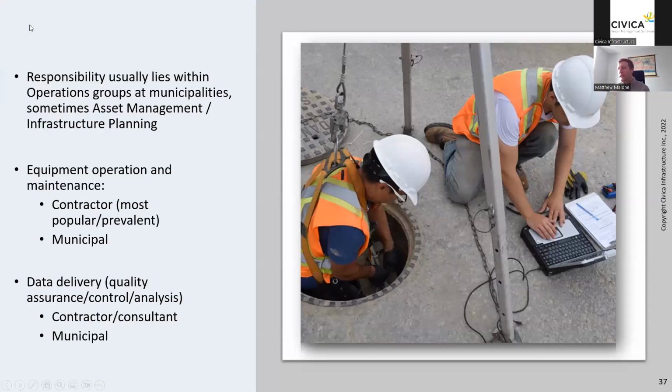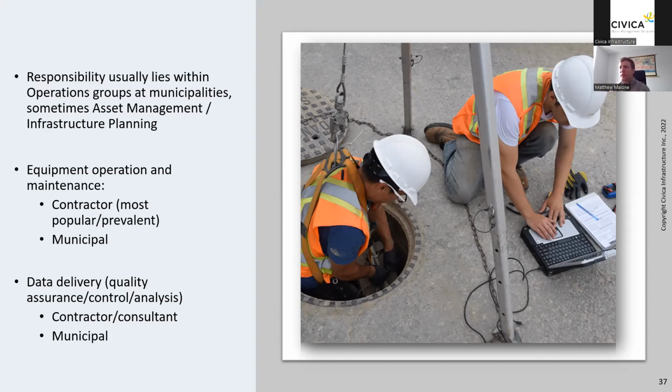This one I kind of left to the end, and it's a bit of a ball of wax because it all depends. Responsibility that I've seen usually lies within an operations group, sometimes an asset management or infrastructure planning group at a municipality. Some municipalities aren't big enough to even have groups like that, or public works groups. Some municipalities have fully dedicated flow monitoring programs and people that support those programs, and others do it as an extra part of the daily job that they have to do.